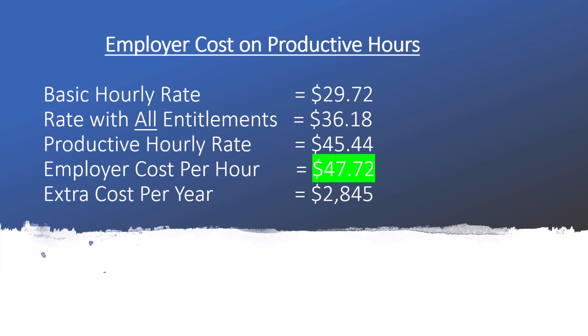But because of the employer cost with the extra workers' comp, it's costing you $47.72 per hour. Now, compared to last year, the extra cost per year with the superannuation and the pay increase is an extra $2,845 per year.